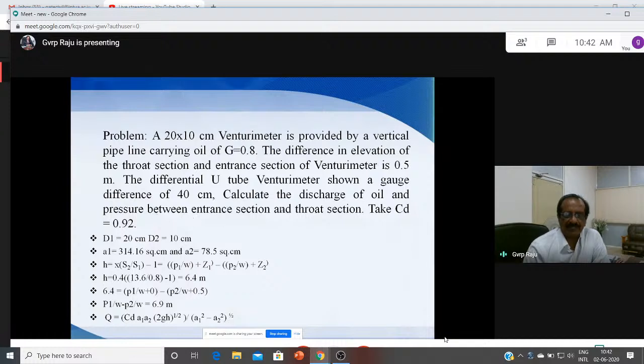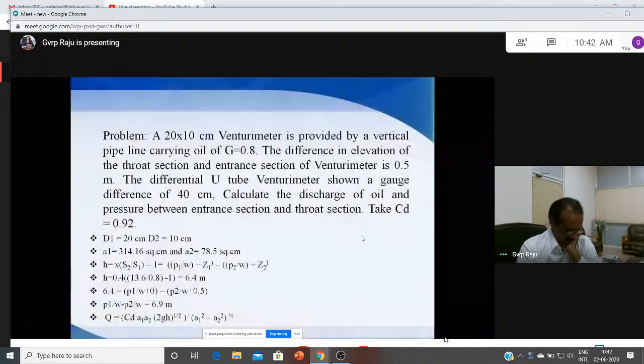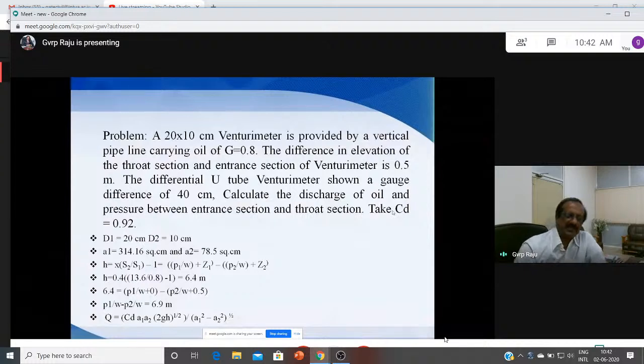The pressure difference between the entrance section and the throat section, that is P1 by W minus P2 by W, is 6.9 meters. Find out the discharge here. So Q is equal to CD, where CD is the coefficient of discharge. He has given 0.92. The coefficient of discharge for a venturimeter is around 0.95.